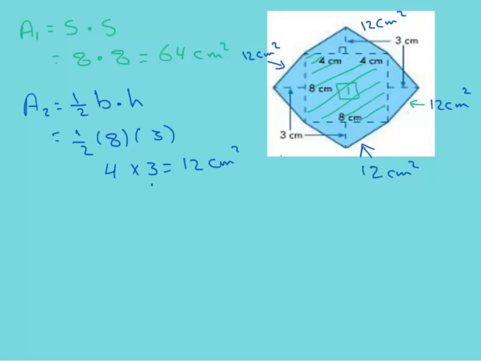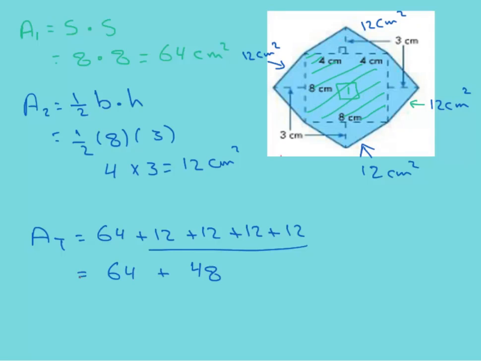Now I can find the total area. You can set total area equals 64 plus 12 plus 12 plus 12 plus what? 12, because I have 4 triangles. 12 plus 12 plus 12 plus 12, the answer of them is what? 48. 12 multiplied by 4 plus 64. Now I can find the answer. The answer is 112. This is the total area of this figure.